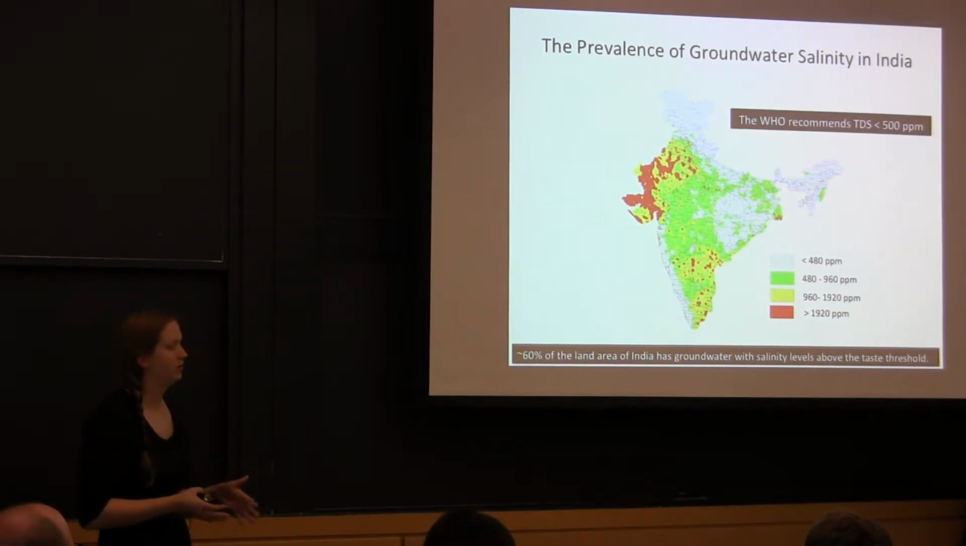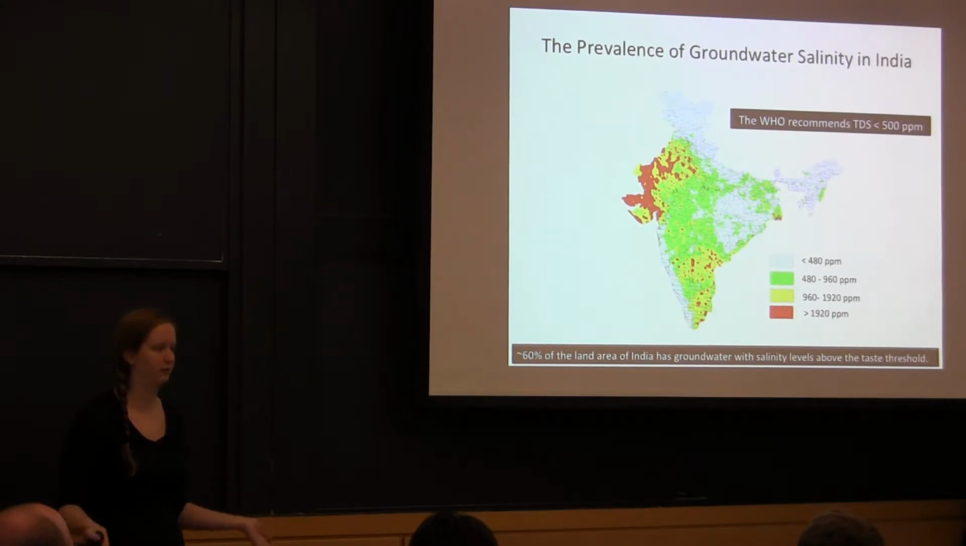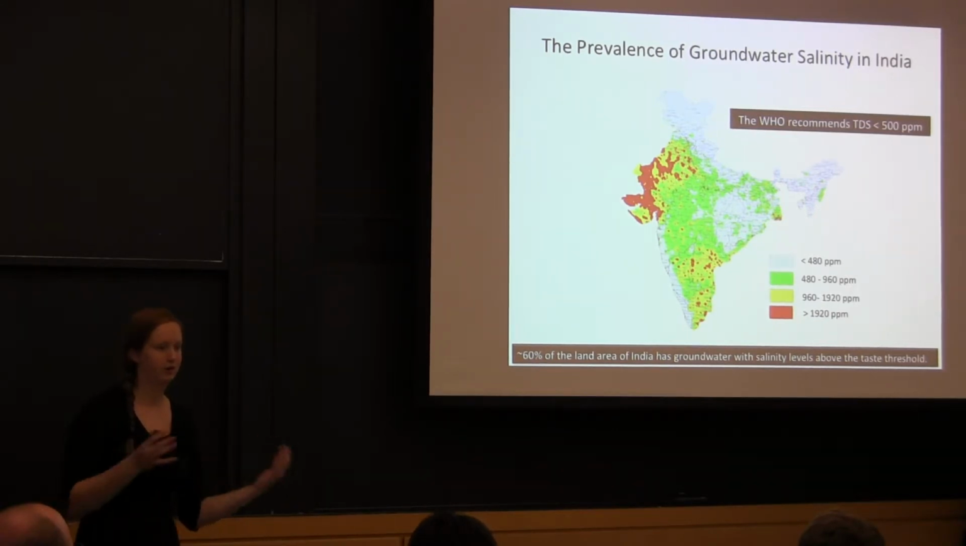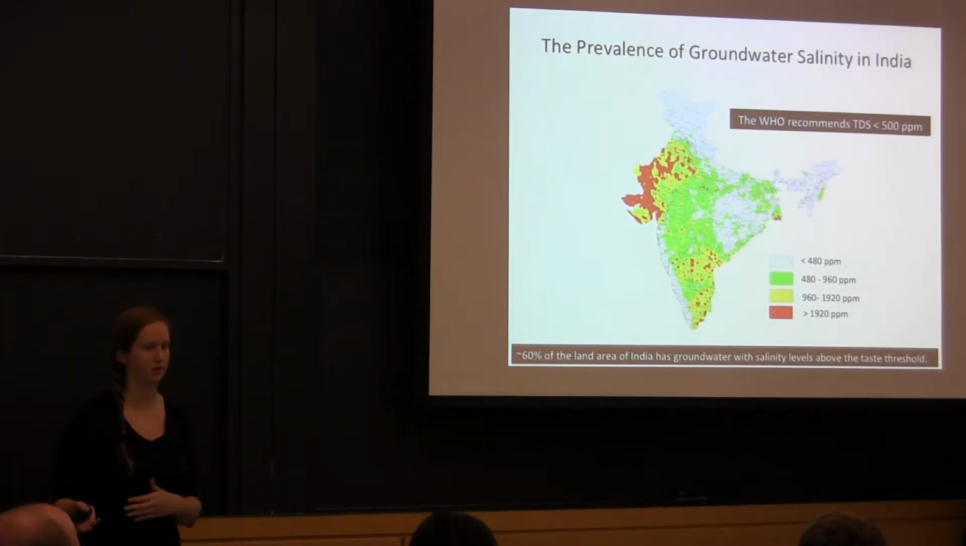This is also similar if you look at the global water spectrum of what's available on the earth, right? We know there's only like 2.5% of fresh water. If you look at groundwater, there's about a 50-50 split of groundwater that's salty and groundwater that's fresh.